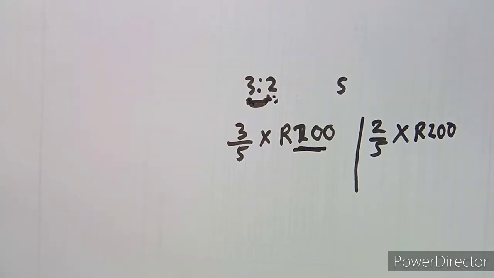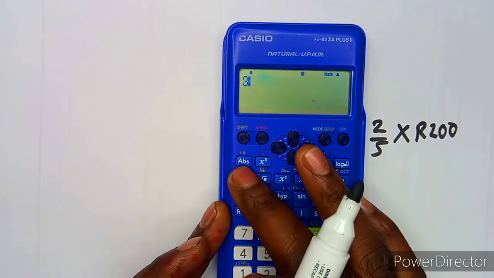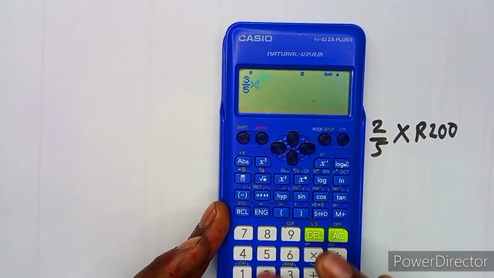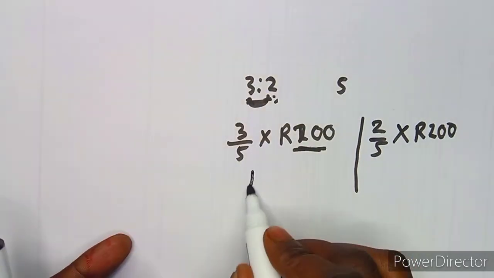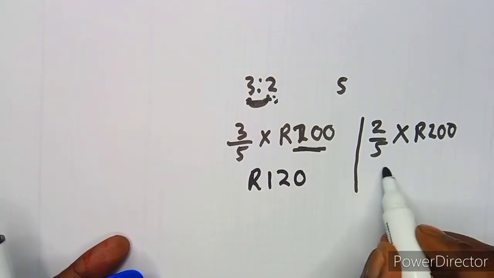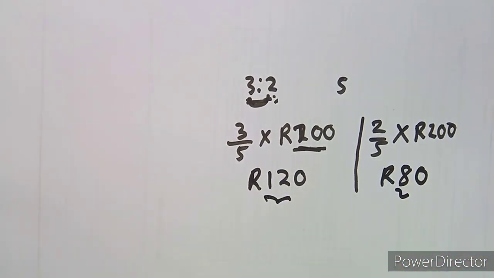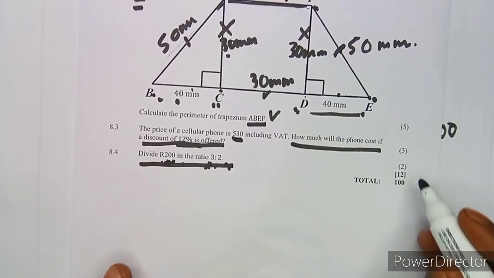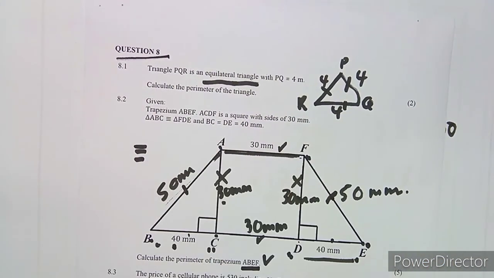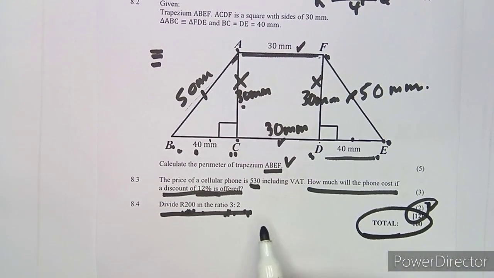So you are going to obtain 3 over 5 times the amount, which is going to give us 120 rand, and the other one is going to give us 80 rand. Okay, so that is the concept there. As you can see, guys, that's how they ask these questions. It's just 2 marks, but a total of 12 marks from the whole of question number 8 that we had, out of a total of 100 from this question paper.